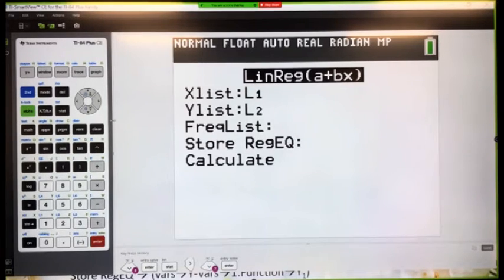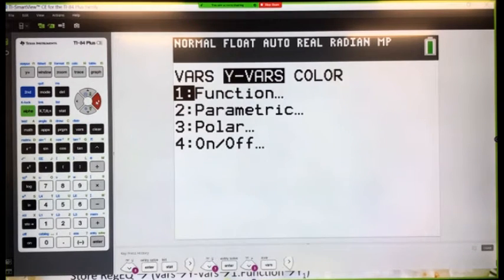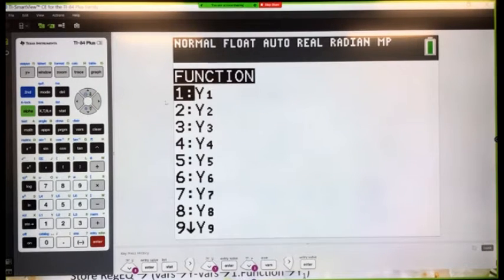All right. So let's do 1 and 2. Now wait, before you hit calculate, store my regression equation. This is pretty important because what this does is it will put it in your y equals so that you can graph it. Now, I want to graph it in y1 here. So I need to put y1 in here. How do you pull it off? Go to vars, go to yvars. Yes, it's very hidden in there. Function, and there's your y's, y1.